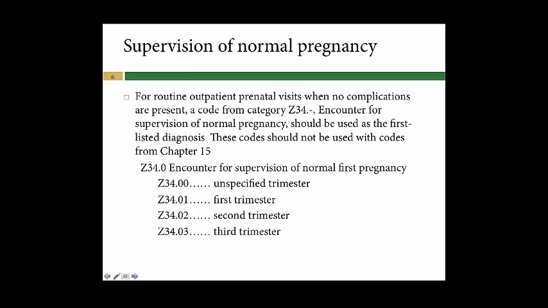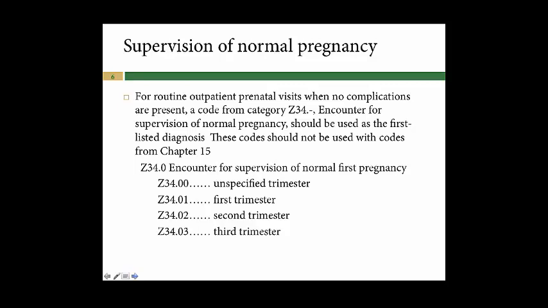So supervision of normal pregnancy doesn't look too different for us from ICD-9 except for trimester. So supervision of normal first pregnancy, if it was the first trimester, we used Z34.01, and then you can see we have different codes for second and third. Notice that it says these codes should not be used with the code from Chapter 15. That means Chapter 15 is the code for obstetrics and delivery, for the care of the patient while they're pregnant and at delivery, and in the postnatal period.